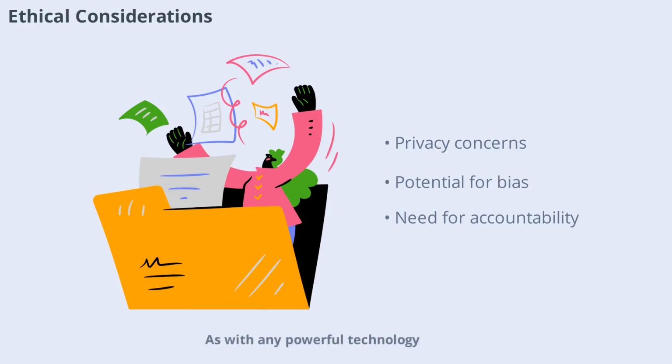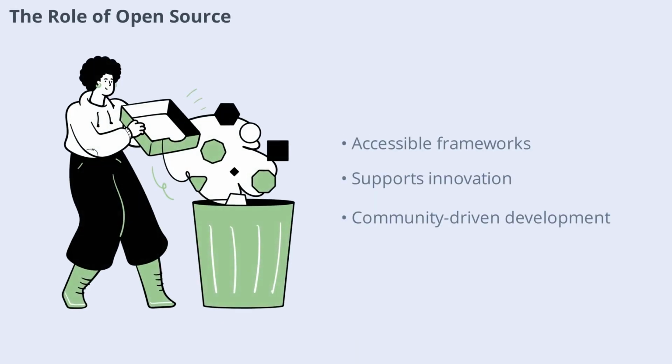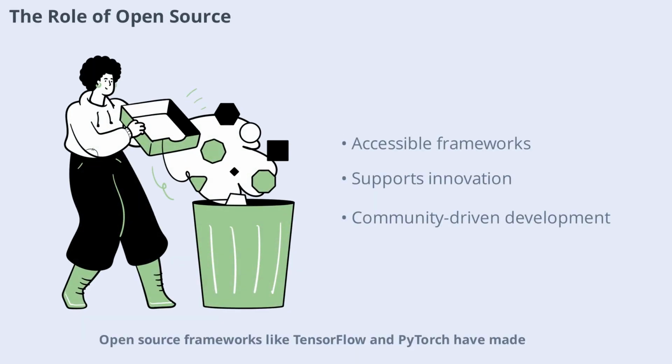As with any powerful technology, the use of CNNs raises important ethical questions. Issues like privacy, bias, and accountability must be carefully considered to ensure that image recognition systems are used responsibly and fairly. Open-source frameworks like TensorFlow and PyTorch have made it easier than ever to build and experiment with CNNs.